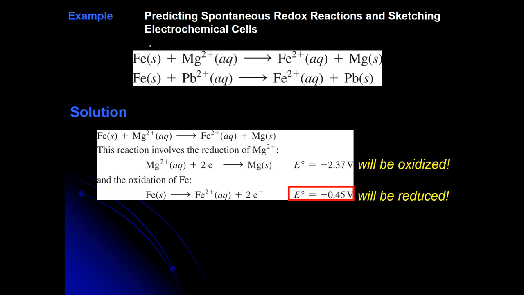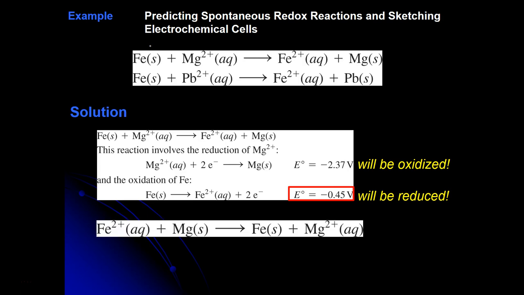So how it would actually go is that magnesium would be the one being oxidized and iron 2 plus would be reduced. This is the way it should actually work to be spontaneous. The way it's written at the top is non-spontaneous, and that is going to require you to put in a lot of juice.